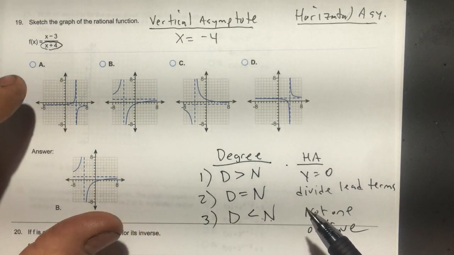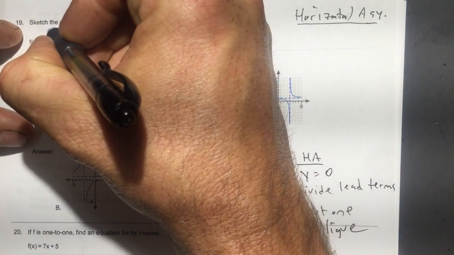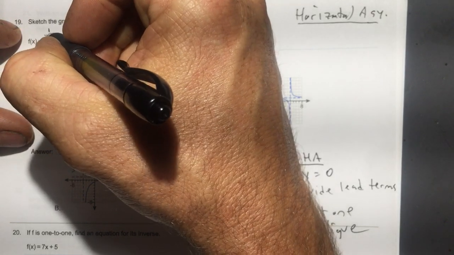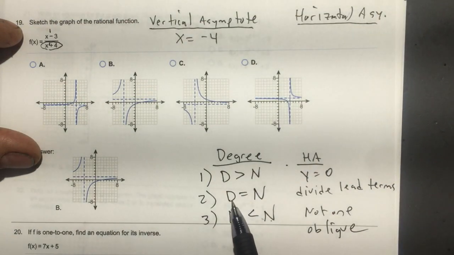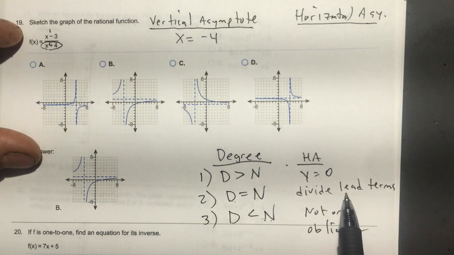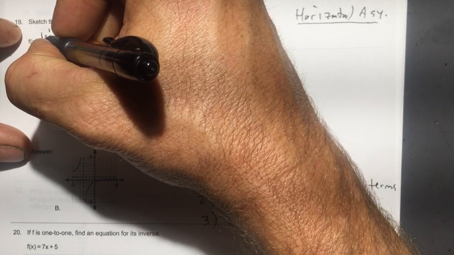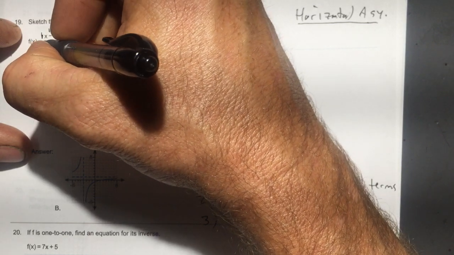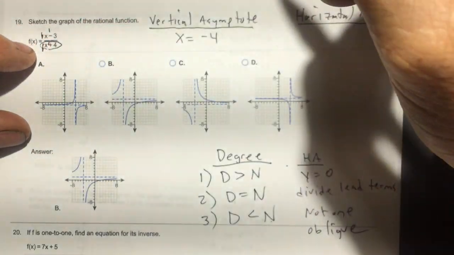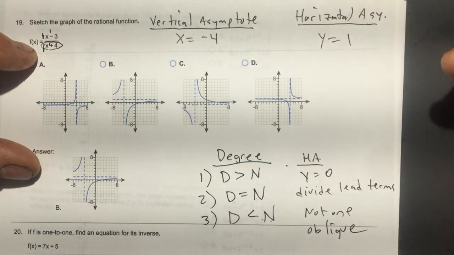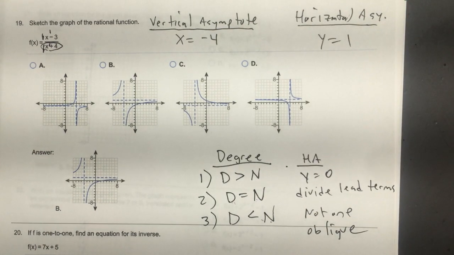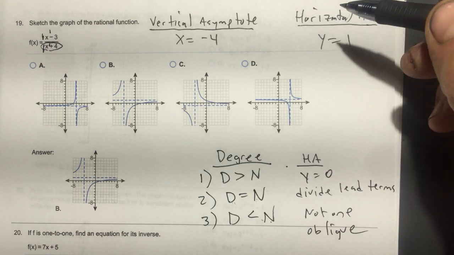So I've got to do this. My degree up here is 1. My degree down there is 1, which means they're equal. So I have to divide the lead terms. If I divide the lead terms, this is 1 out front, this is 1 out front, so that'd be 1 divided by 1, which is 1. So it's y equals 1. Those are my asymptotes.